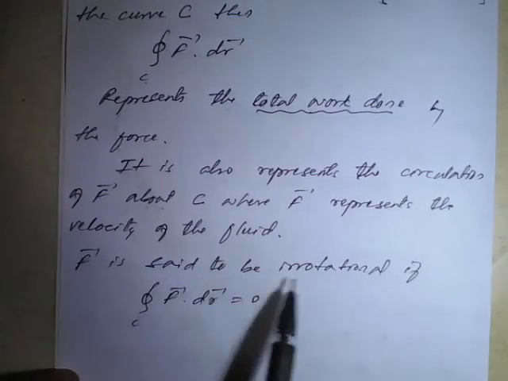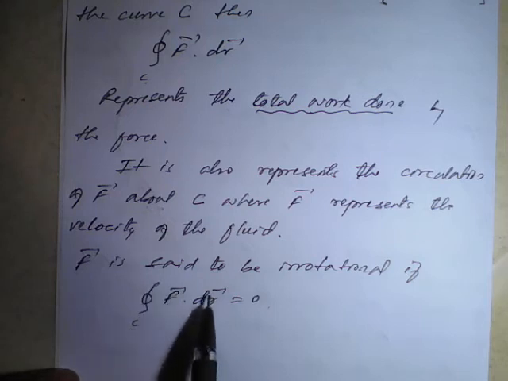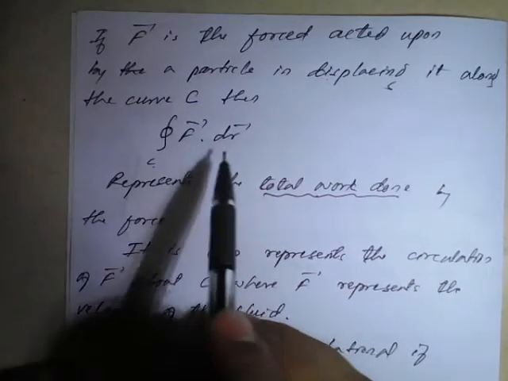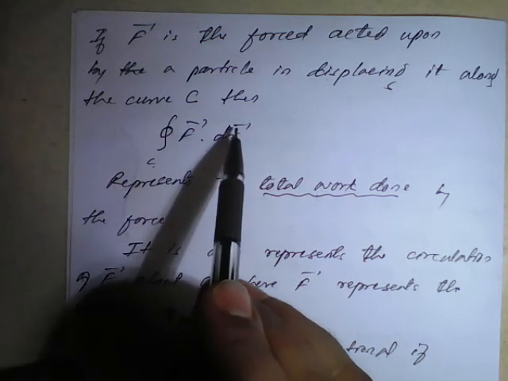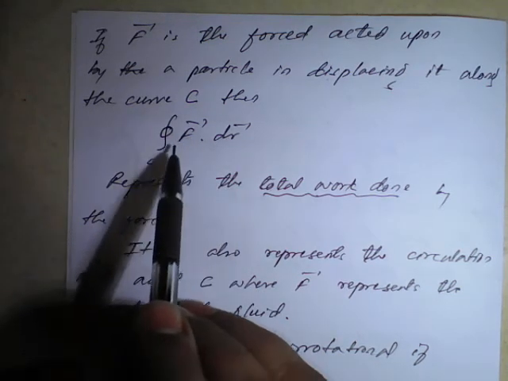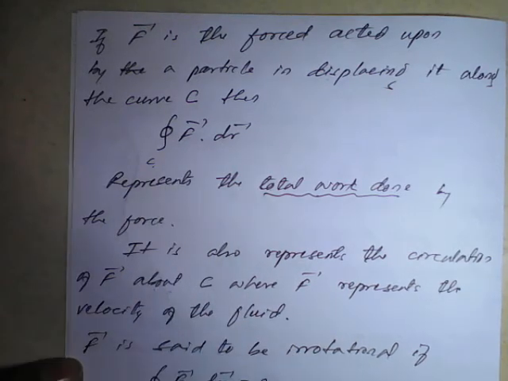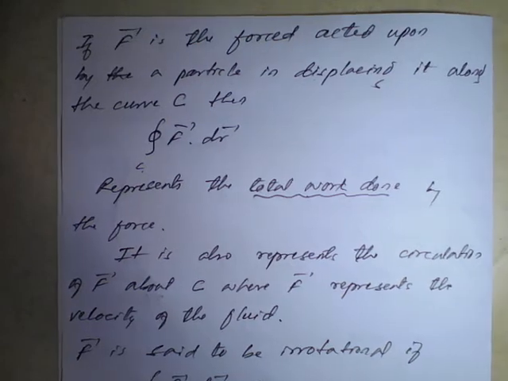F is said to be irrotational if the closed integration over the curve C of vector F dot vector dr is 0. So you have to remember the work done formula is closed integration of vector F dot dr, or line integration is integration of vector F dot dr. So with the help of this we'll see the problems based on the line integral as well as total work done by the forces.